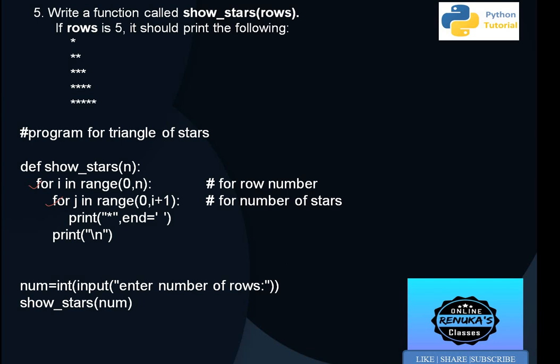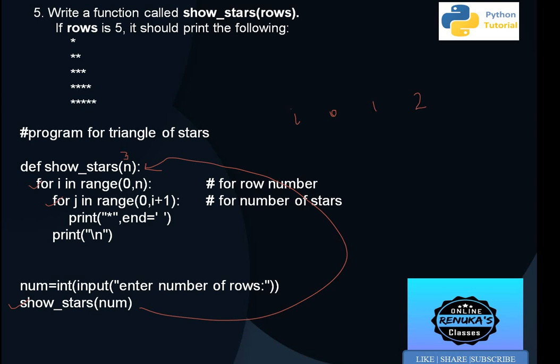So first we'll take input number of rows, and then we'll call the function show_stars. Control will move here. After starting the definition, there are 2 loops. Outer loop is for row number and inner loop is for number of stars. So if we are giving the value of n as 3, for i the values will be 0, 1 and 2. Upper limit is not included, so for i the values will be 0, 1 and 2.